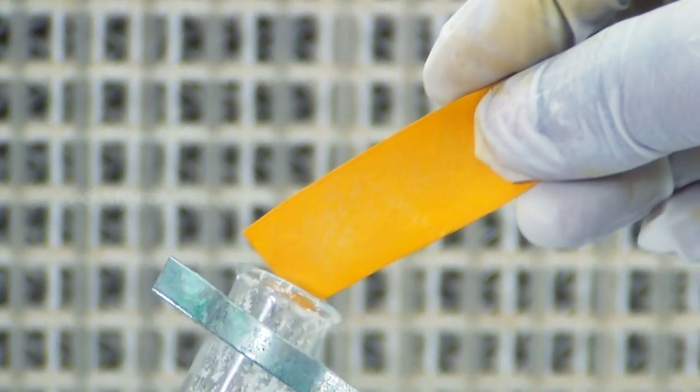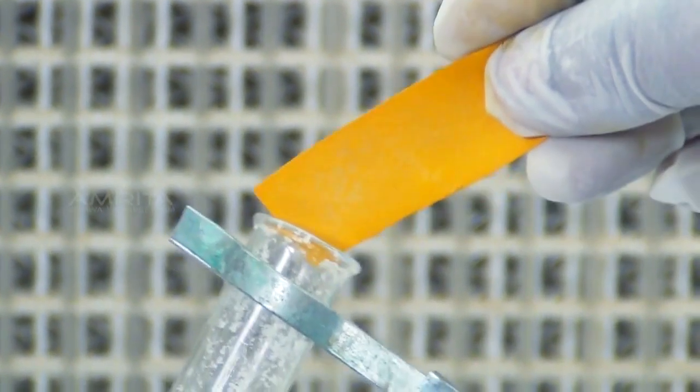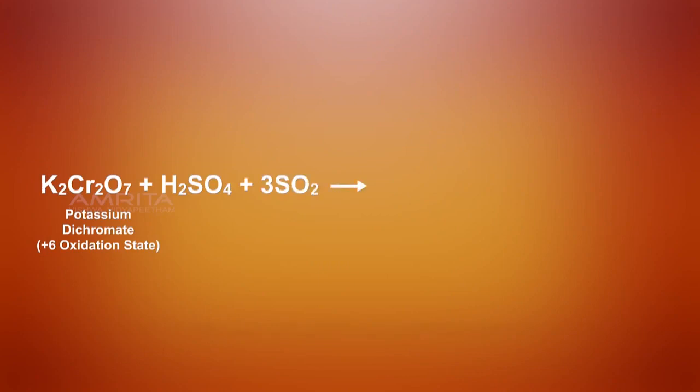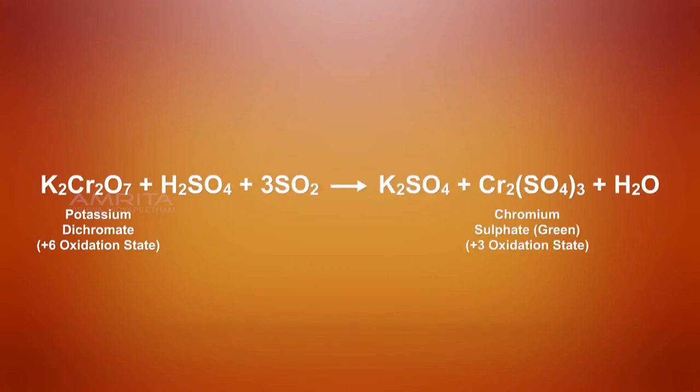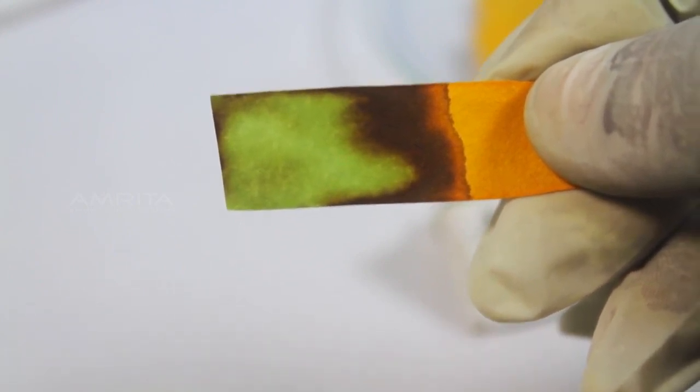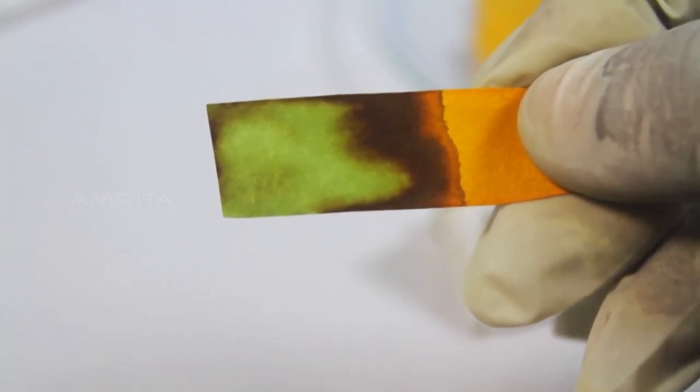Place an acidified potassium dichromate paper over the mouth of the test tube. In presence of acid, sulfur dioxide reduces chromium in potassium dichromate from +6 to +3 oxidation states. Chromium in the +3 oxidation state gives green color to the acidified potassium dichromate paper.